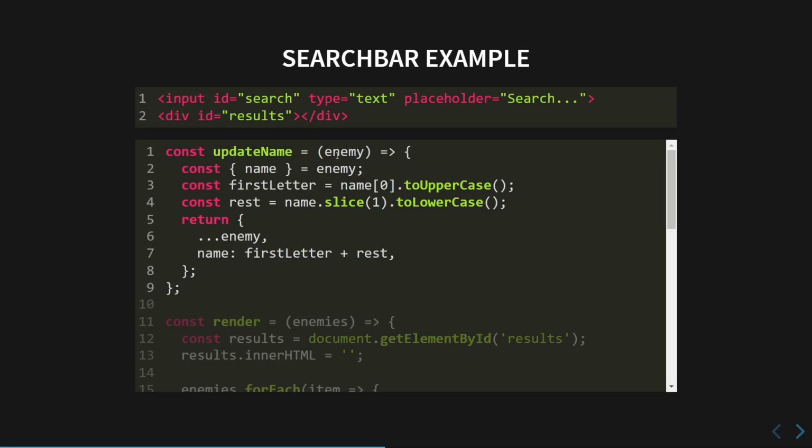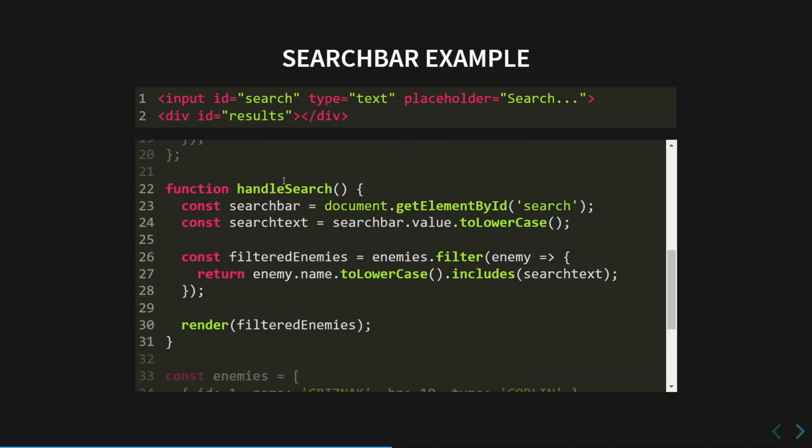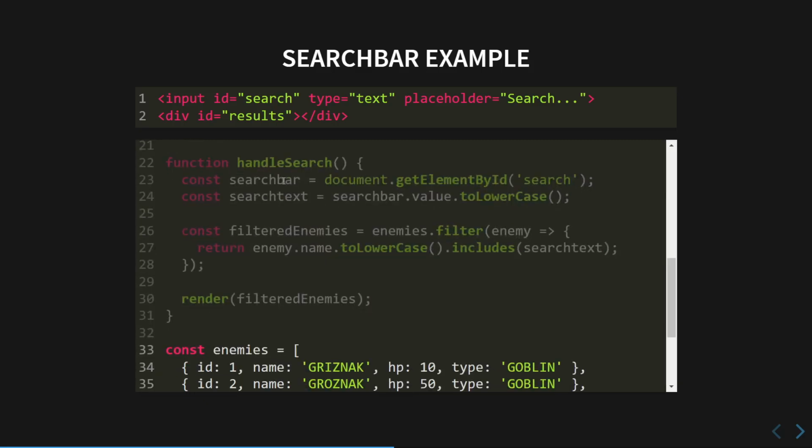Let's go through this. We have the update name function that you saw from the map example. We have this little render function that just takes the list of enemies, gets the results, clears the HTML, and then for all the enemies that we've passed in, it creates a paragraph element, updates the text of the paragraph element to the enemy's name, and then appends it to this results paragraph up here. We have this handle search function too, which I'll explain in a second.